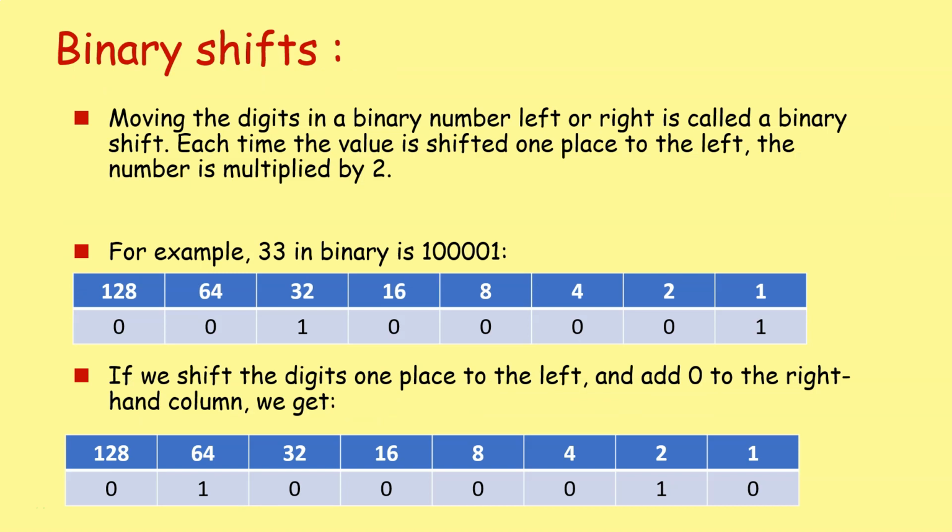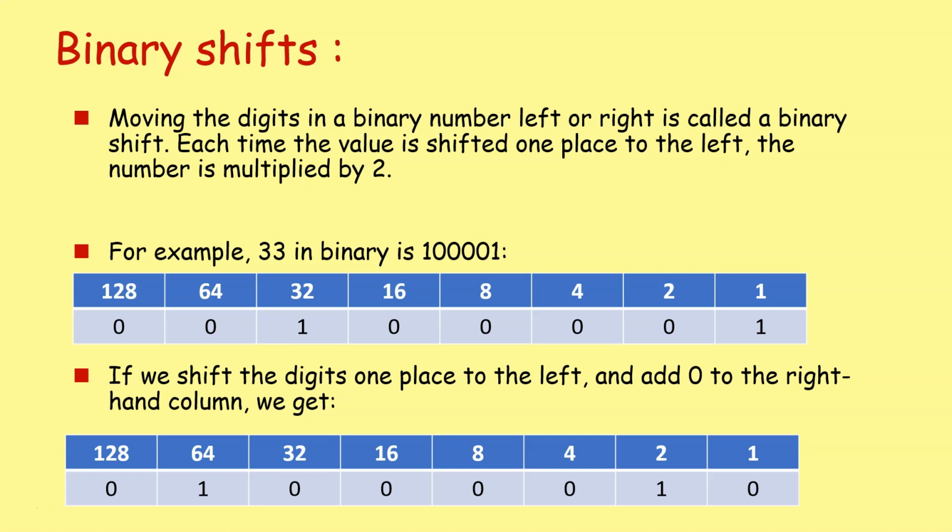Finally, we're going to take a look at binary shifts. Moving the digits in a binary number left or right is called a binary shift. For example, each time the value is shifted one place to the left, the number is multiplied by 2. Why is that? Well, let's take a look.